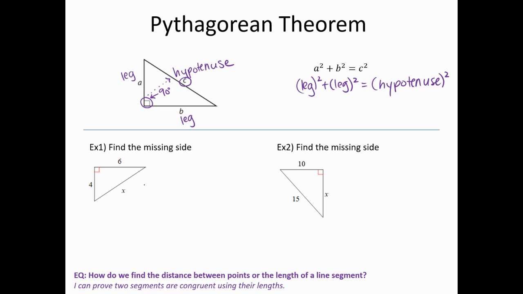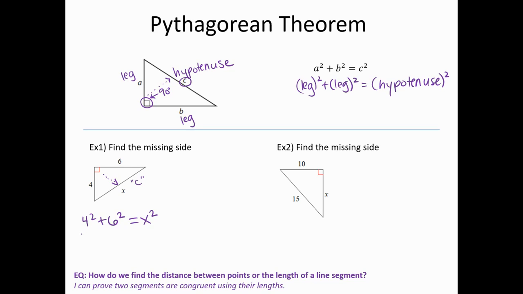Find the missing side. So in this case, on this triangle, my missing side is the hypotenuse. Even though it's called x, this is my c of a squared plus b squared equals c squared because it is across from the 90. So when I set up my equation, it doesn't matter which number for my legs I make the a or the b. So I'm going to call this 4 squared plus 6 squared equals x squared. So I made the 4 the a, 6 is the b, and x is my c.